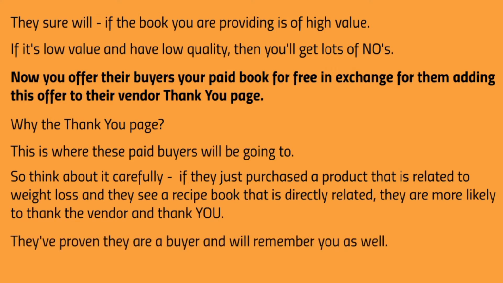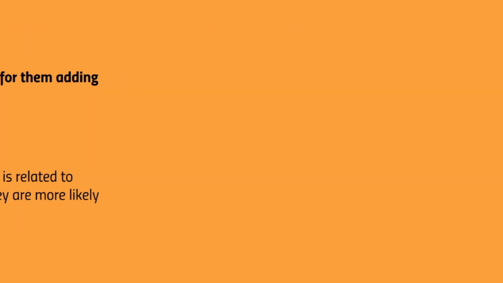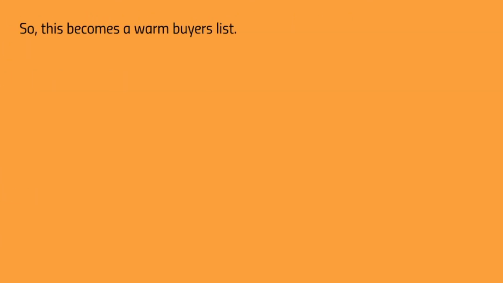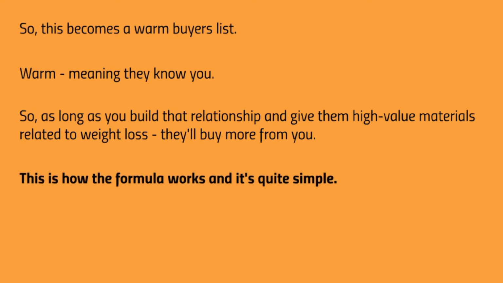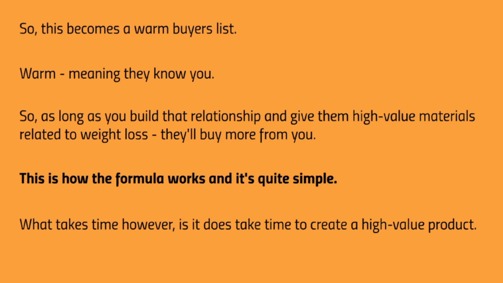Basically, they are a proven buyer and they're going to remember you as well. So this becomes what we call a warm buyers list. Cold list means that they don't know you at all. They don't know who you are. They just subscribed to your list. They don't know what you can offer them. Here they have that connection. They know you, basically. That's what that means. So as long as you build that relationship up and you constantly give them high value materials related to weight loss, they'll buy from you. And this is how the formula works. And it's very simple, as you can see.